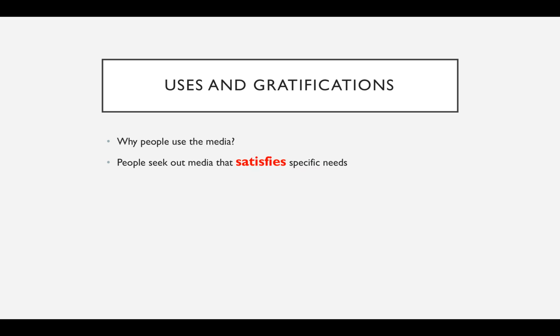Other researchers follow the uses and gratifications model. This type of research is more concerned with why people use the media instead of its effect on society. And they assume that people seek out media that satisfies specific needs. So the general public would choose to watch something that would gratify a need and not necessarily something that would inform or educate them.